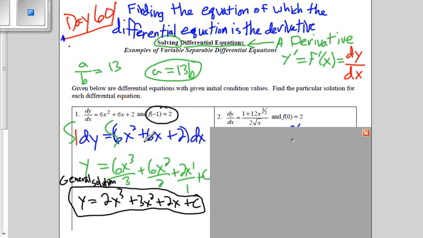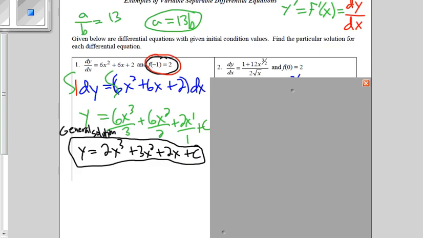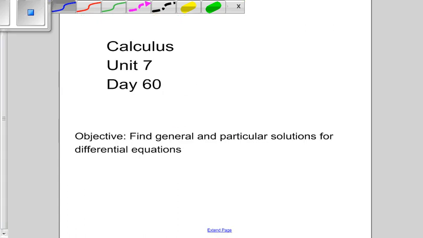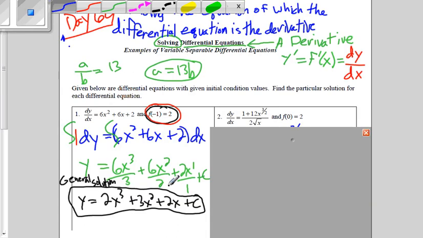We just said, hey, that's a general solution. Now when one point is on that graph, I can know the exact function. That's what's known as the particular solution. So let's look at how we do that.